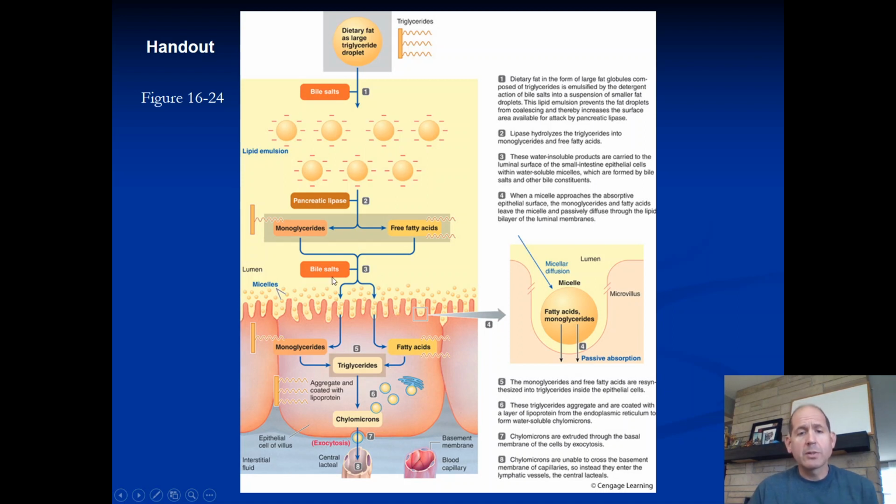Along with bile salts and lecithin and cholesterol, we form these micelles, very small molecules on the order of a couple billionths of a meter, less than 5 nanometers in diameter typically. We can absorb the monoglycerides and free fatty acids into the epithelial cells, and then through the actions of the smooth endoplasmic reticulum, they can be converted back to triglycerides.